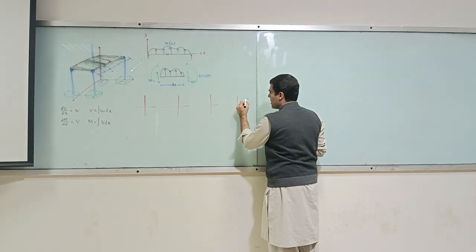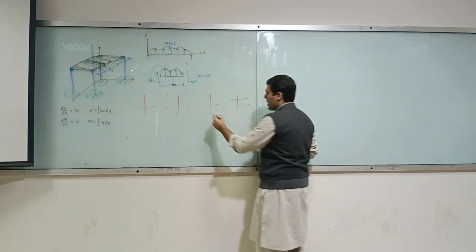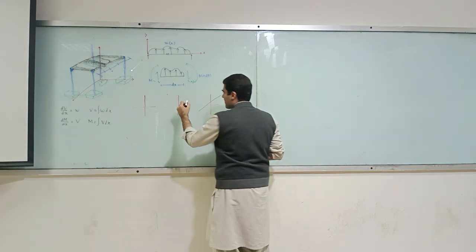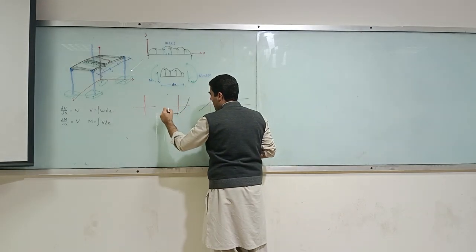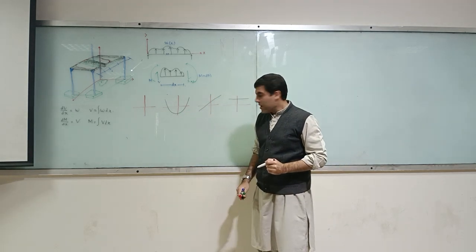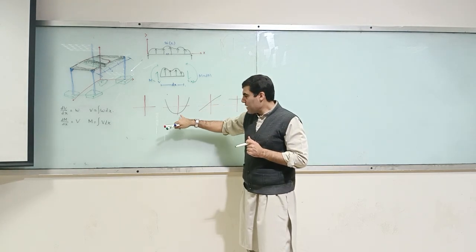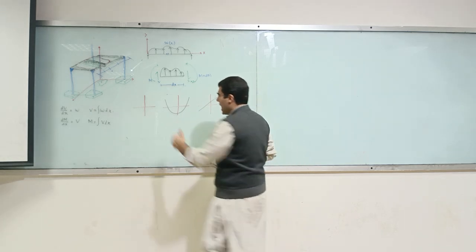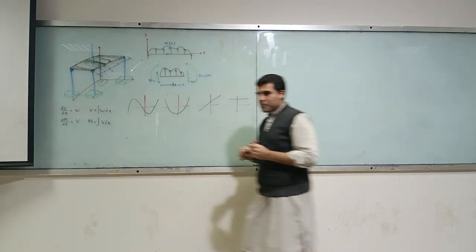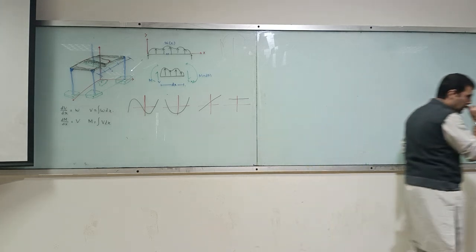So if we have a constant load, we would have a linear shear, we would have a parabolic bending. If we have a linear load, then we would have a parabolic shear and we would have a cubic bending. Okay, so that is something which you should appreciate.